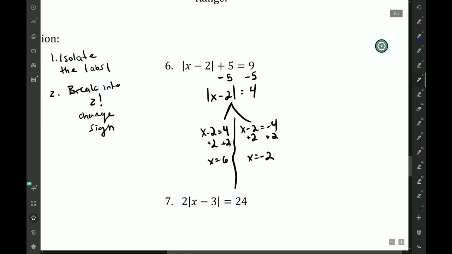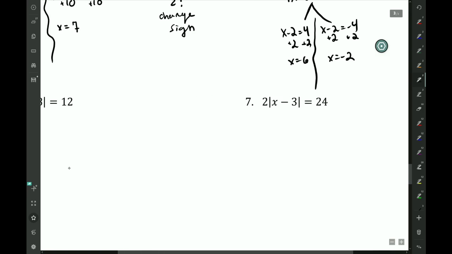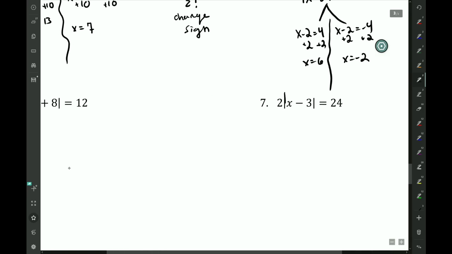Good stuff. For number 7, remember you need to isolate the absolute value first, so you're actually going to divide each side by 2. So I'll help you out to get started with that.